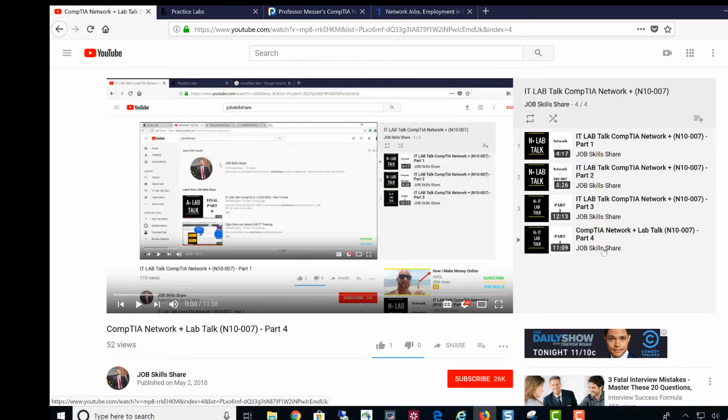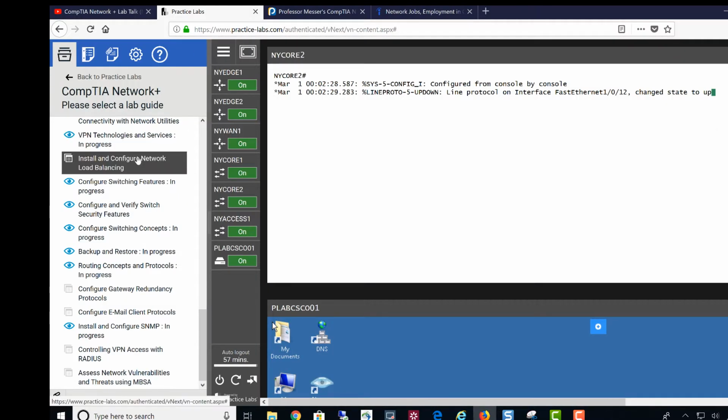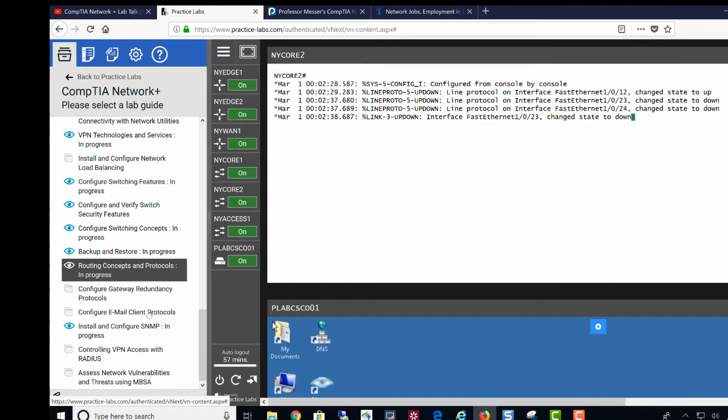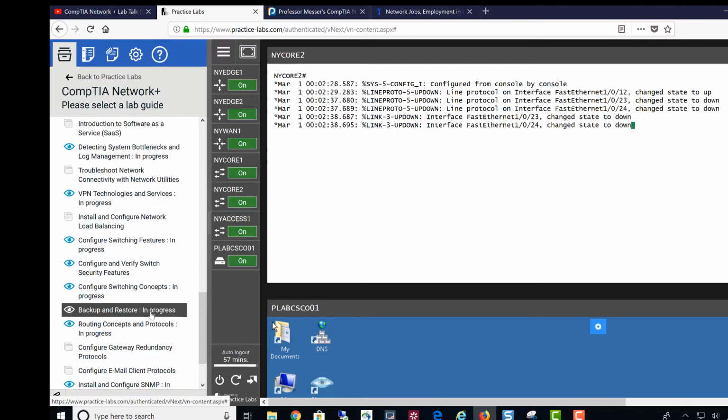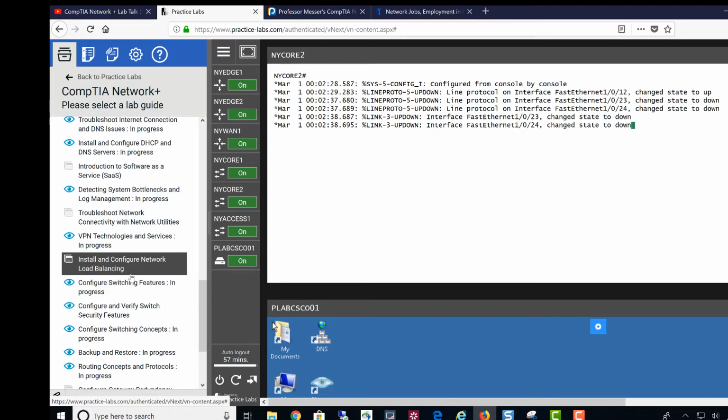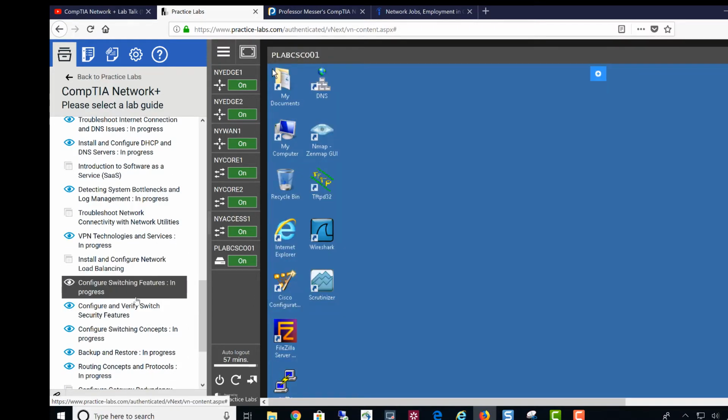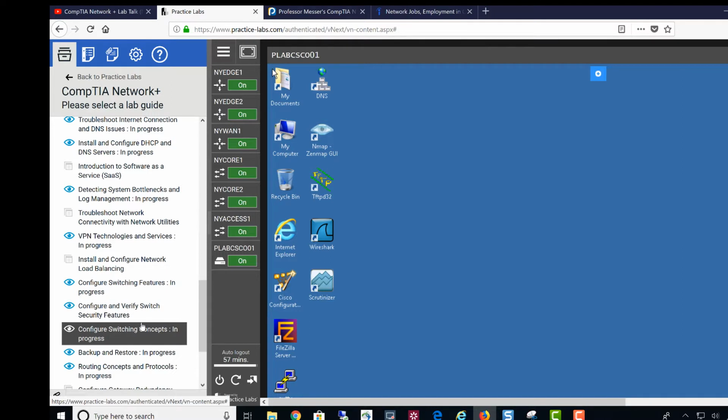Today we are going to talk about Lab Talk Part 5. In the last video we discussed load balancing when you go to the Network Plus lab, and we discussed the lab about installing and configuring network load balancing. In this lab we are going to talk about configuring the switching feature, and the rest of it is about switching.